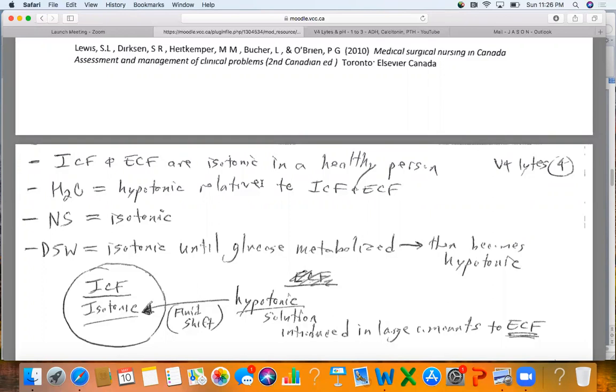Now, the fluid amounts that we give on our step-down units, like acute medicine and general surgery, are not usually enough to be particularly fussy around these concepts. You'd have to be bolusing your patient quite a lot of fluid to start thinking in these terms.